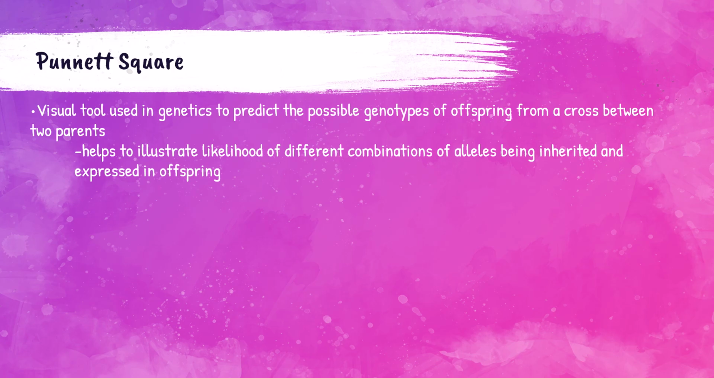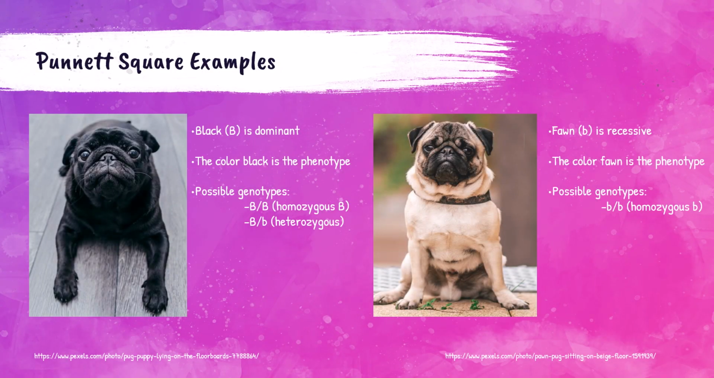Punnett squares are a visual tool used in genetics to predict the possible genotypes of offspring from a cross between two parents. The use of Punnett squares helps to illustrate the likelihood of different combinations of alleles being inherited and expressed in offspring. All right, so let's look at some Punnett square examples.